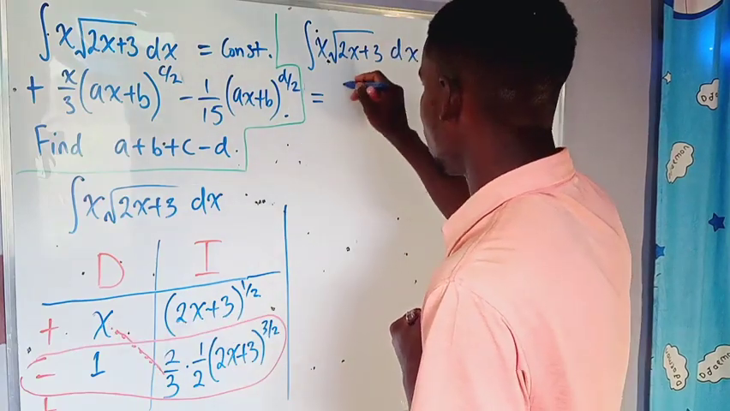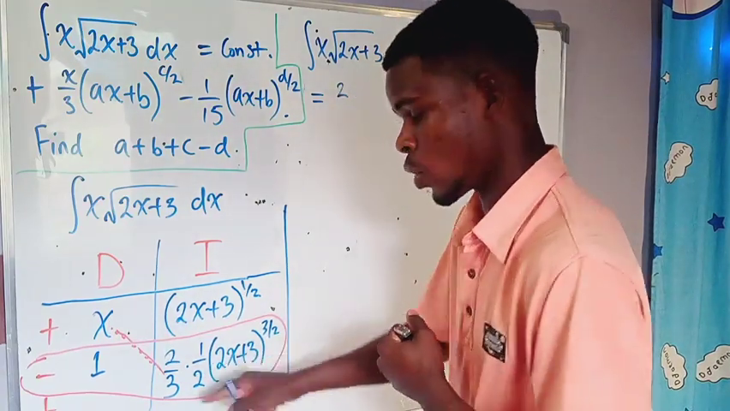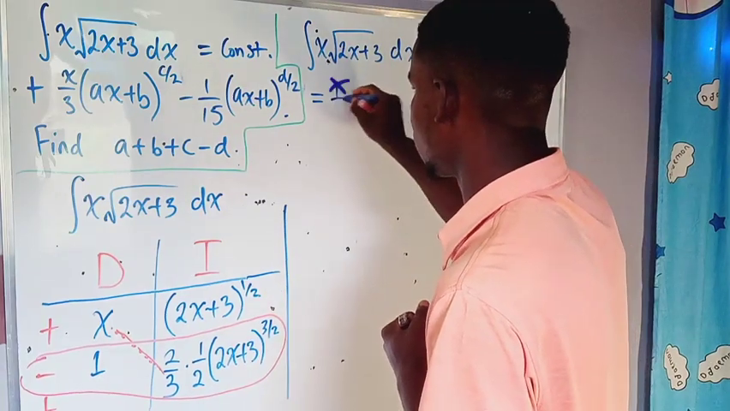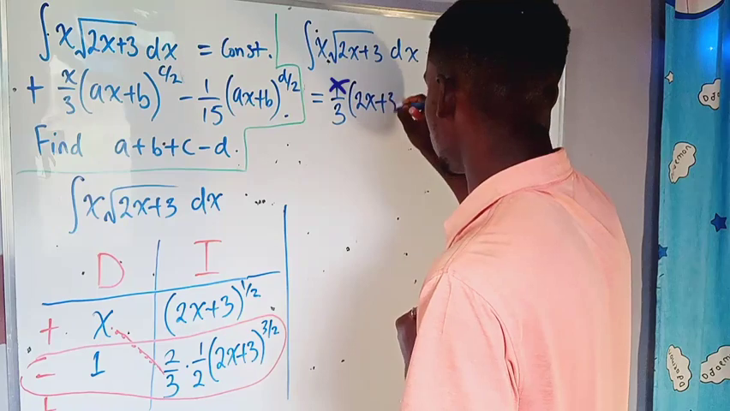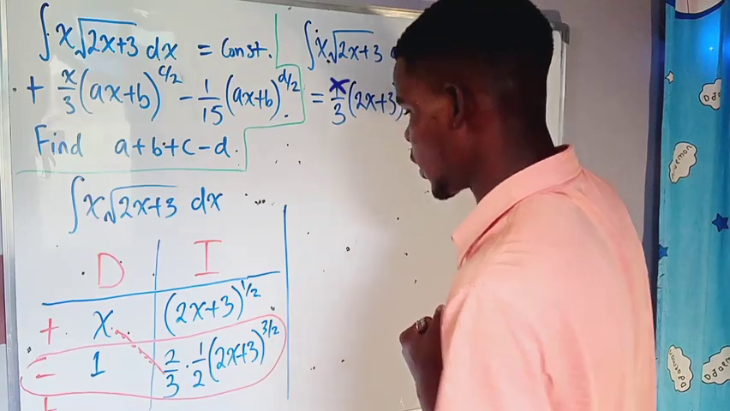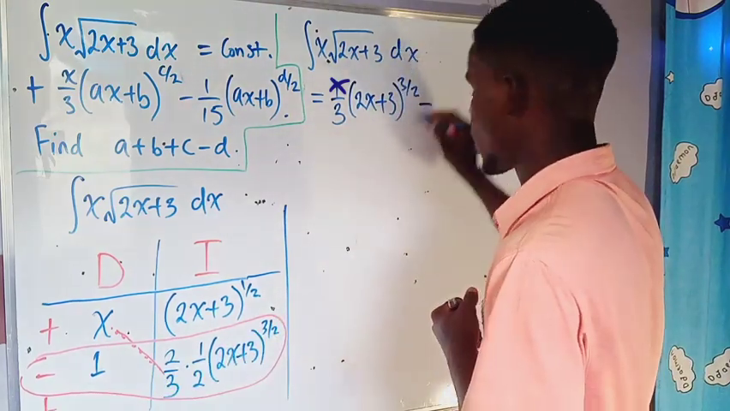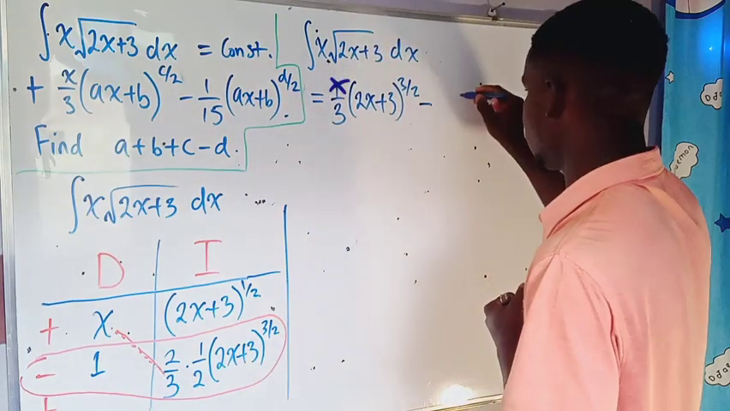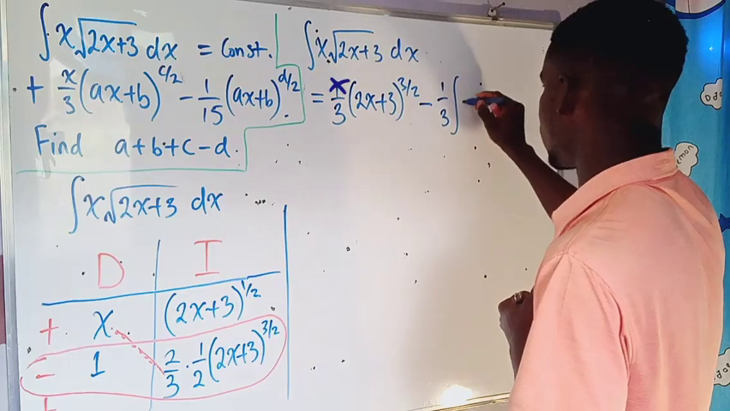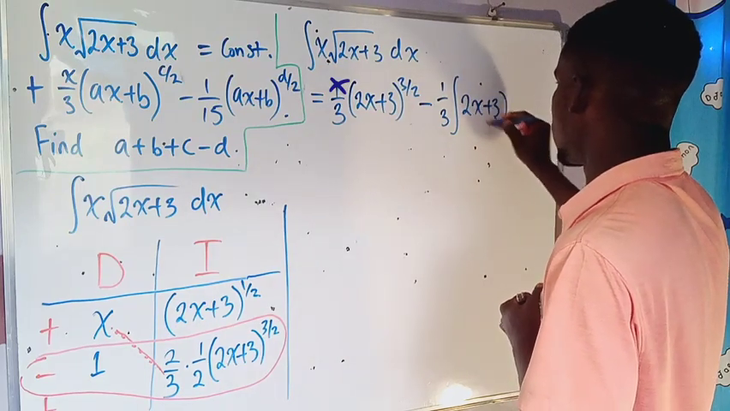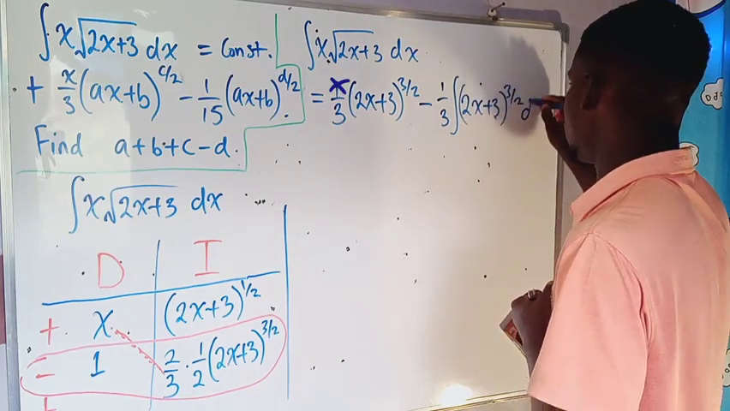In fact, we're going to have 2 over 3 times 1/2. In fact, we're going to have 1 over 3 right there, 1 over 3 times 2x plus 3 raised to the power of 3 halves. And then minus this times that. Remember, that is going to be inside the integral 2x plus 3, then raised to the power 3 halves, and then dx over here.